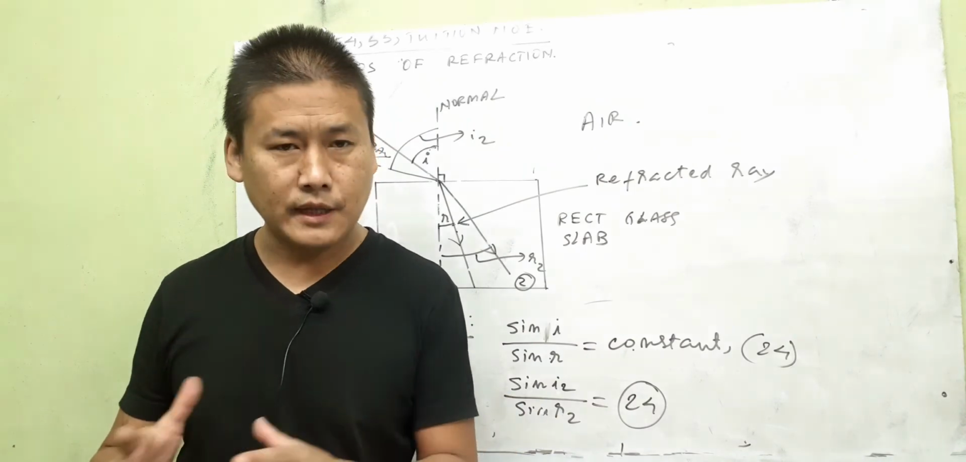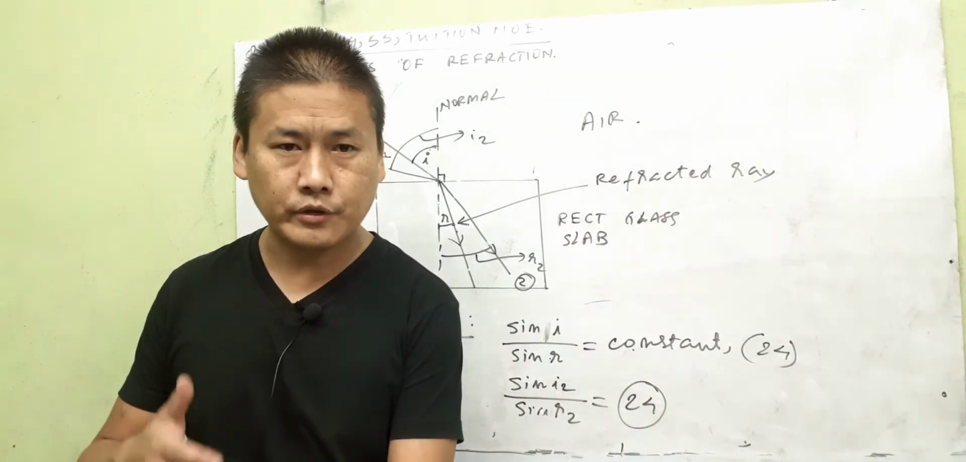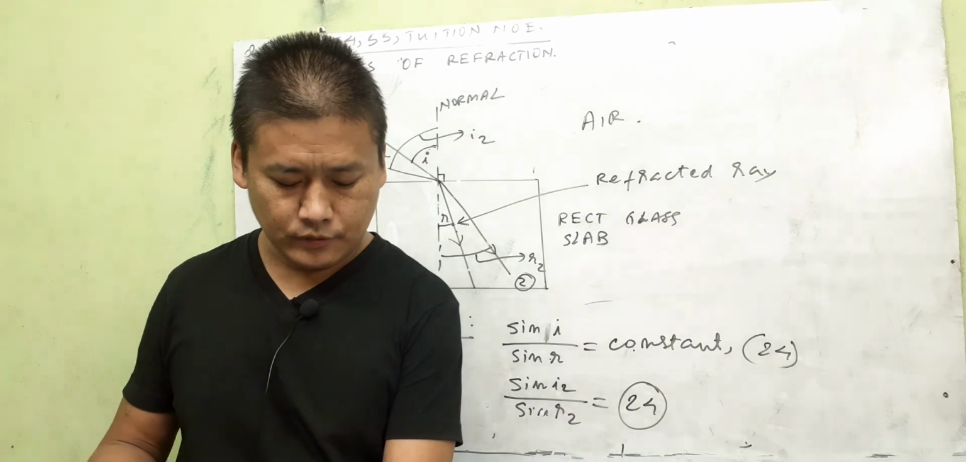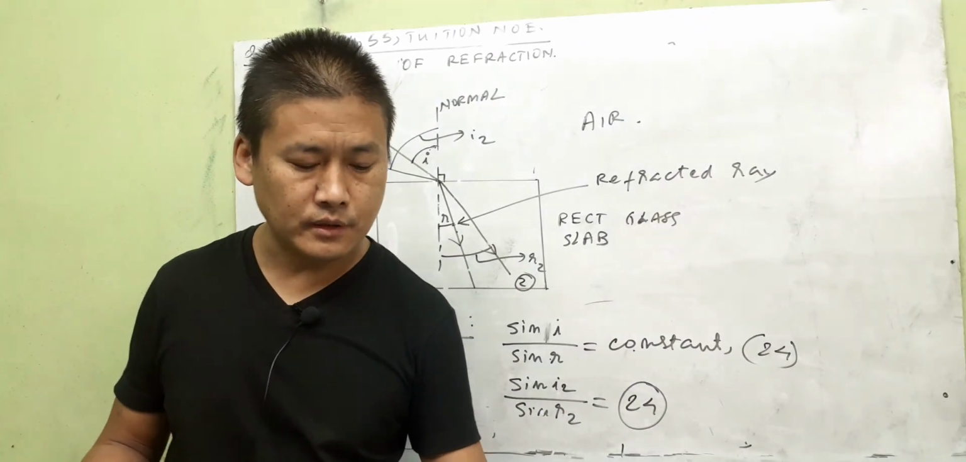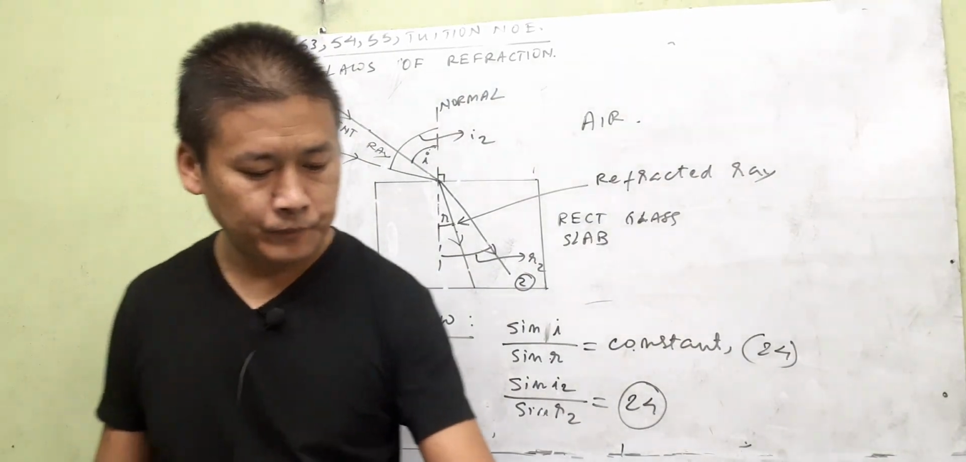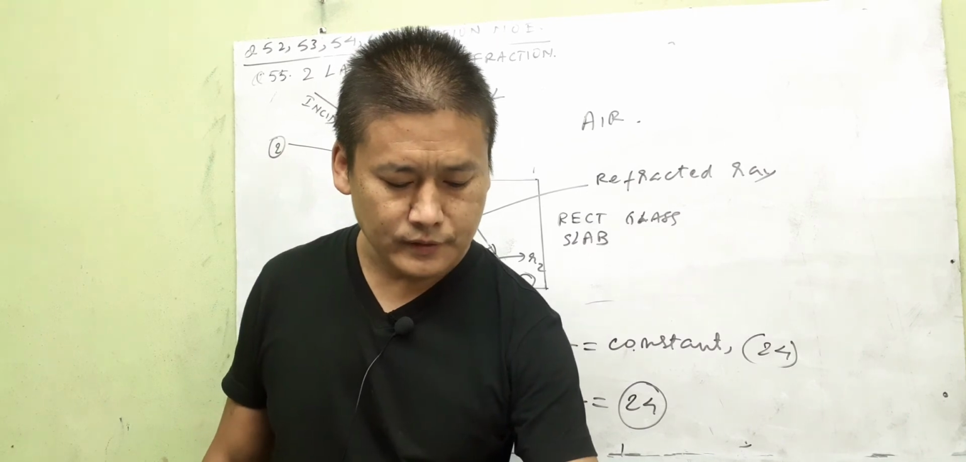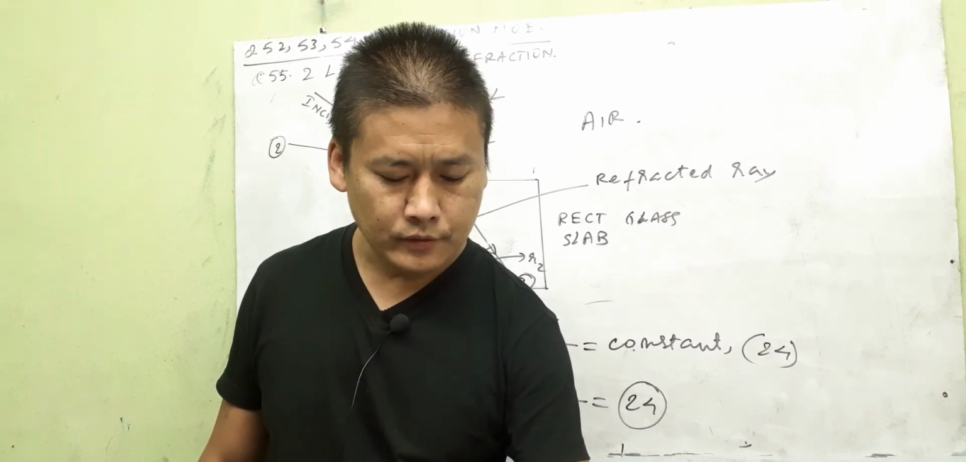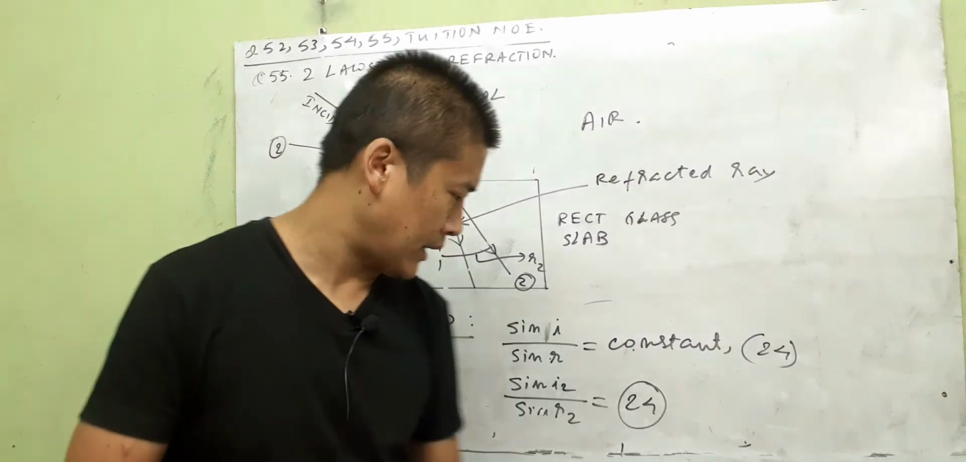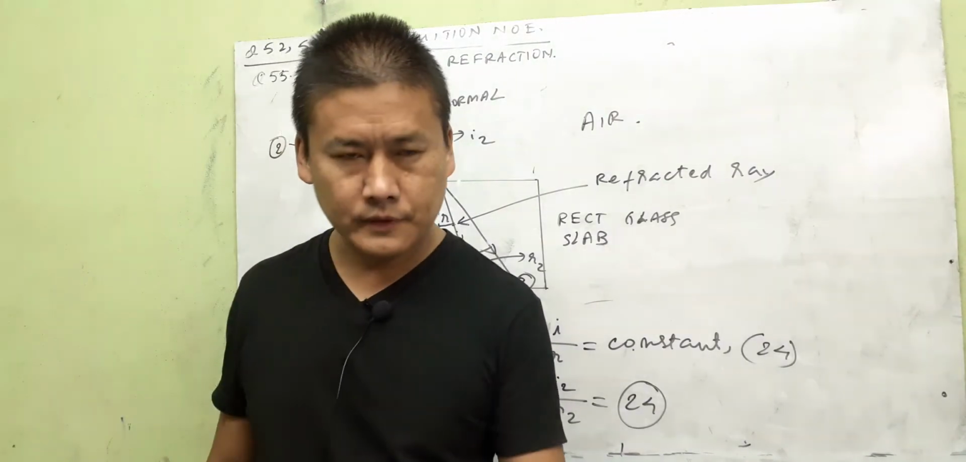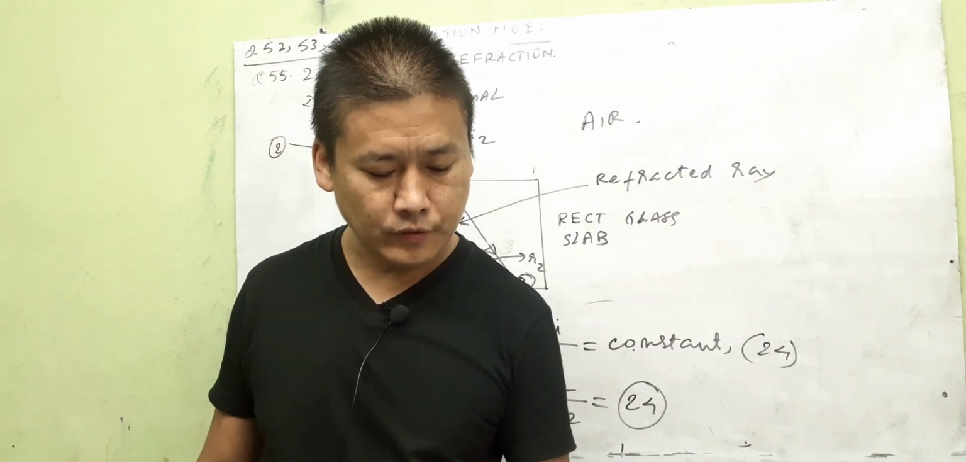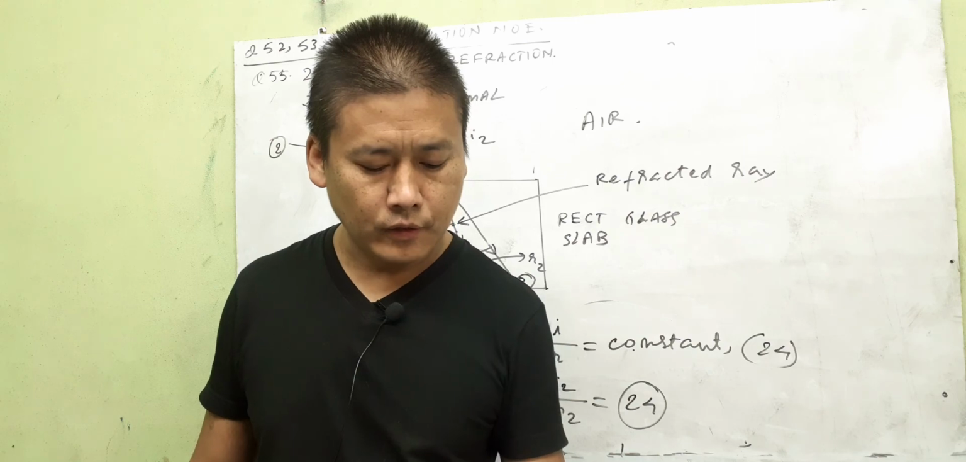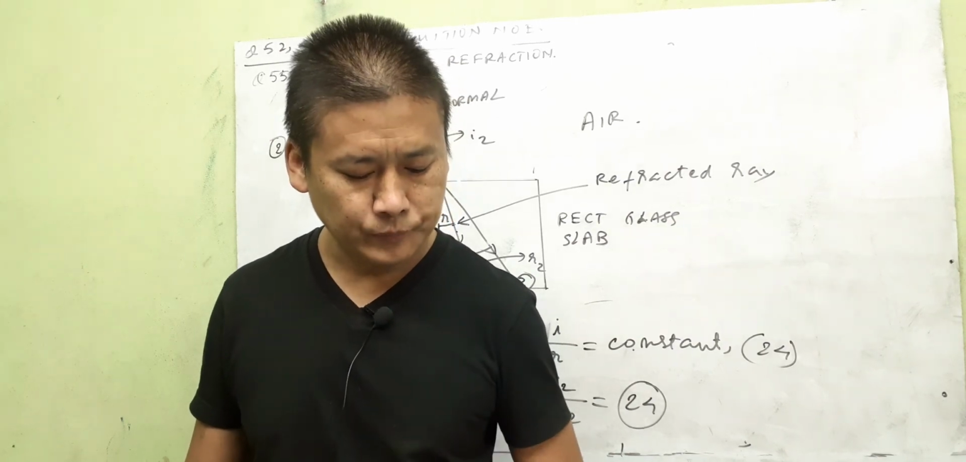This is also called Snell's law. Sine I by sine R is equal to a constant, never changes. It's also called Snell's law because Snell is the scientist who discovered this, I think. Where I is the angle of incidence and R is the angle of refraction. This constant value, sine of angle of incidence by sine of angle of refraction, is also called the refractive index of the second medium with respect to the first.